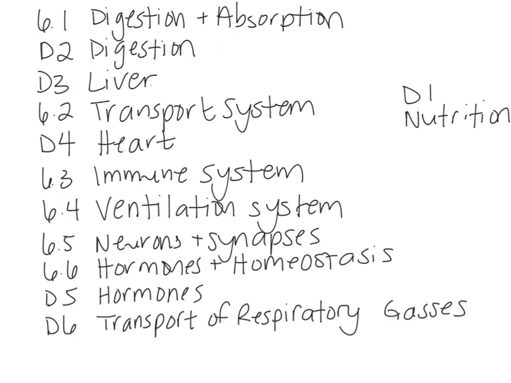The drawings from Chapter 6 and Option D are broken down in this order. Okay, we're going from digestion and absorption, further studies in digestion, further studies in the liver. Then the blood and transport system, the human heart, the immune system, the ventilation system, neurons and synapses, hormones and homeostasis. And then these two topics are part of the higher level content for the option, D5 on hormones and D6 on the transport of respiratory gases. There are no drawings from Chapter D1 nutrition, so that's something that you'll have to review in some other way.